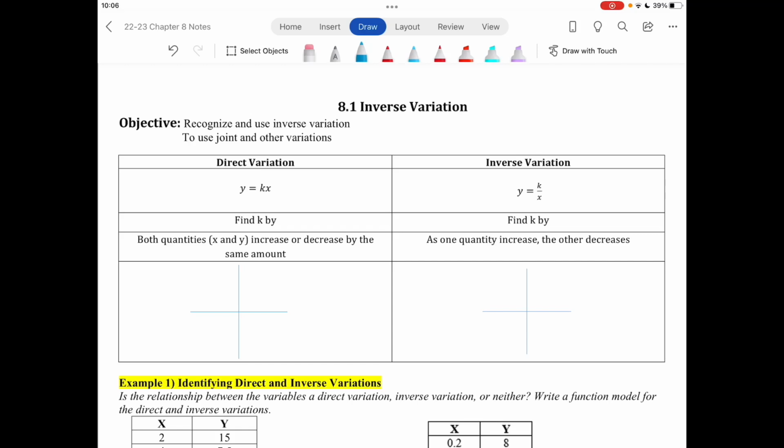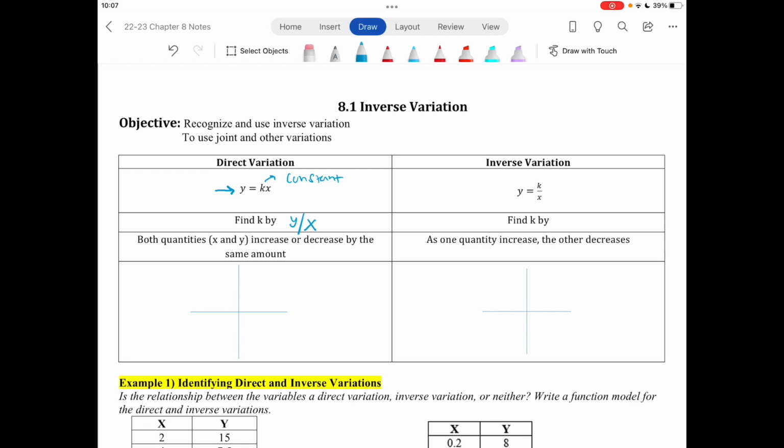To start off Chapter 8, we're going to look at inverse variations. First, let's recap what a direct variation is. We learned about these back in Chapter 3 or so, and they always come in the format of y equals k times x, and k is a constant value. If we want to find what k is, we'd have to divide both sides by x. That means we find k by doing y divided by x.